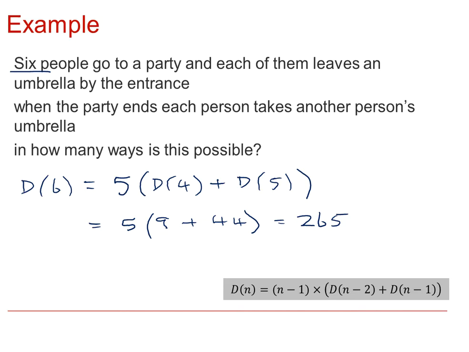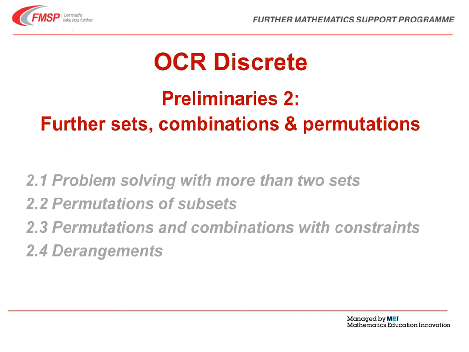As you can see, the recurrence relationship is very easy to use, and we can also see that the number of derangements is indeed increasing very rapidly as the number of objects increases. This is the last video of the Preliminaries 2 series.